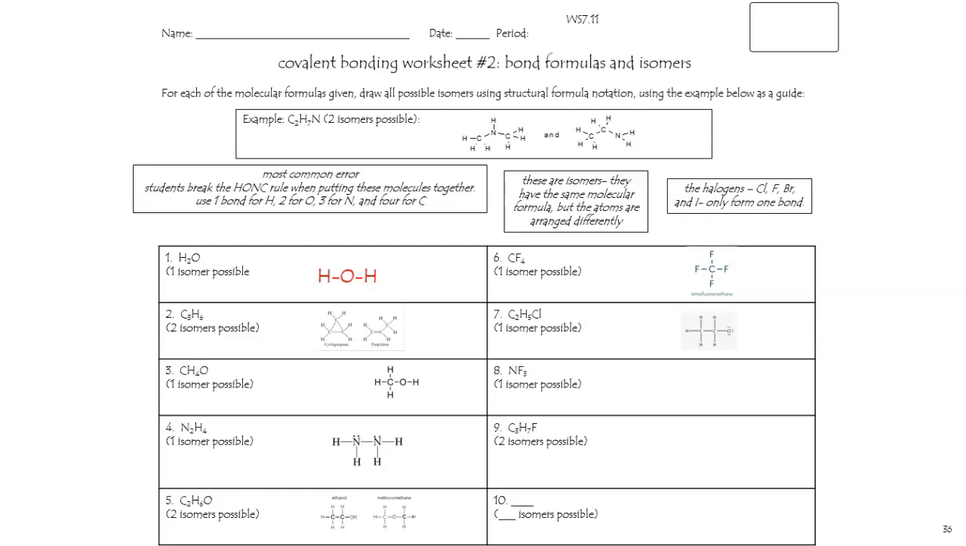Nitrogen trifluoride. I'll bet that's a nasty beast. That works out just fine with all single bonds and loaded up with its requisite lone pairs. 1 for the nitrogen, 3 for each fluorine.